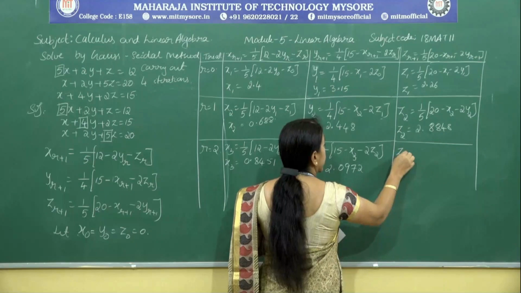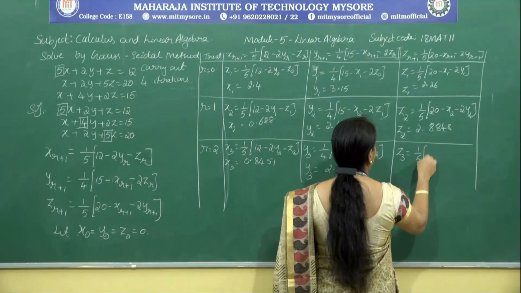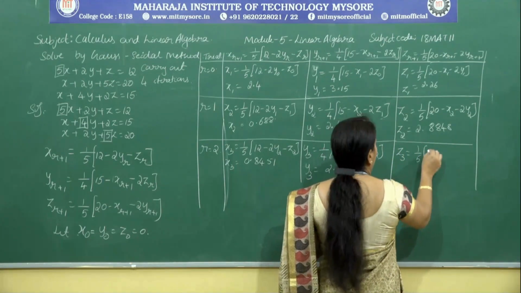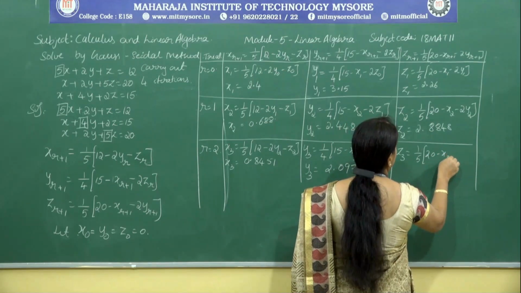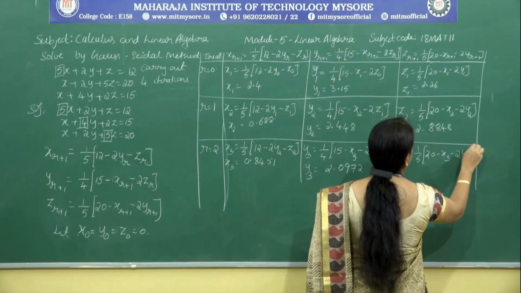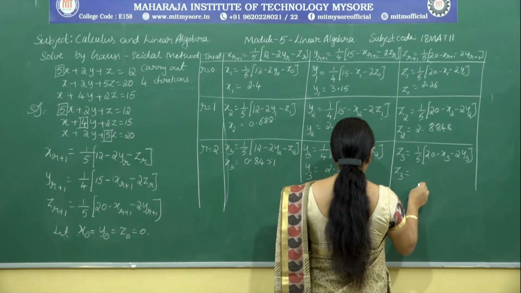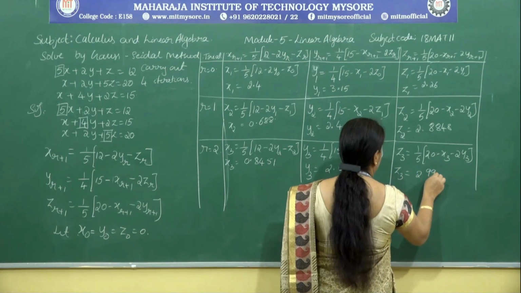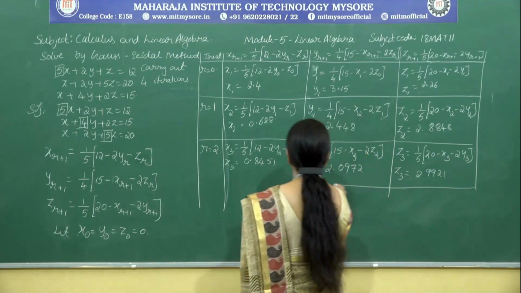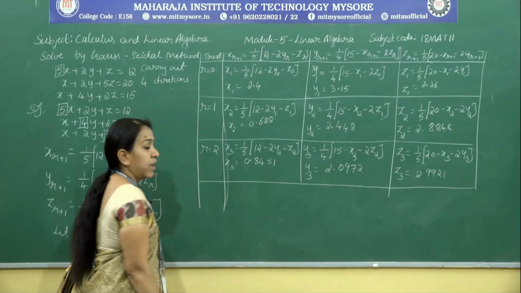2.0972 and z3 is 1 by 5 into 20 minus x3 minus 2 times of y3, so that your z3 value is 2.9921. So this will be our third trial.